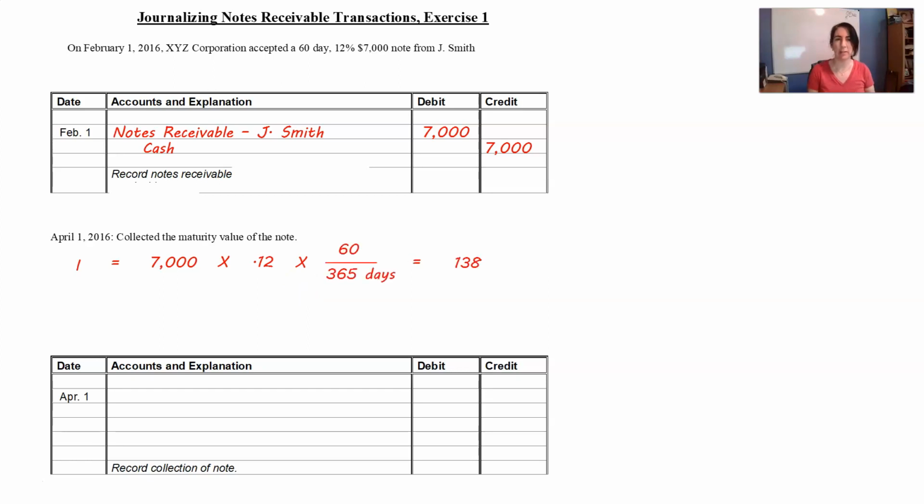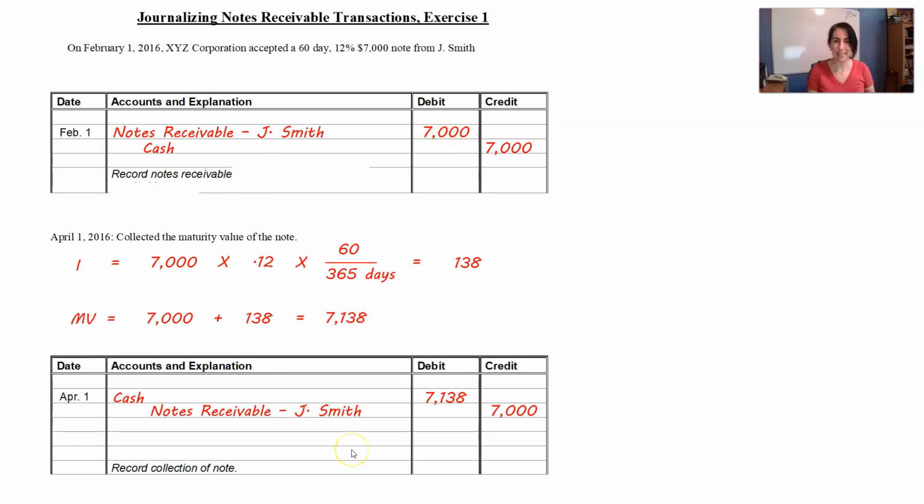So the interest is calculated at $138. The maturity value is going to be the $7,000 they owe us, plus the interest. So it's $7,138. Okay, so the full amount of money I'm expecting to get in the mail is $7,138. So what we record is we're going to debit our cash for $7,138 because that's what we expect to get, or we should get. We credit our receivables for $7,000. That was what was owed to us.